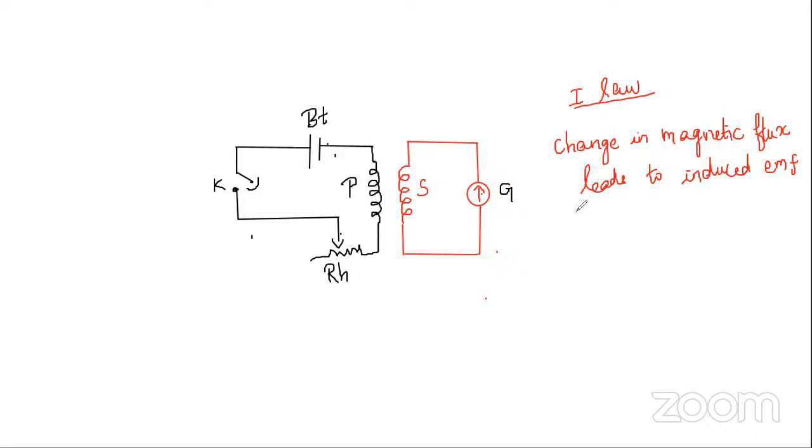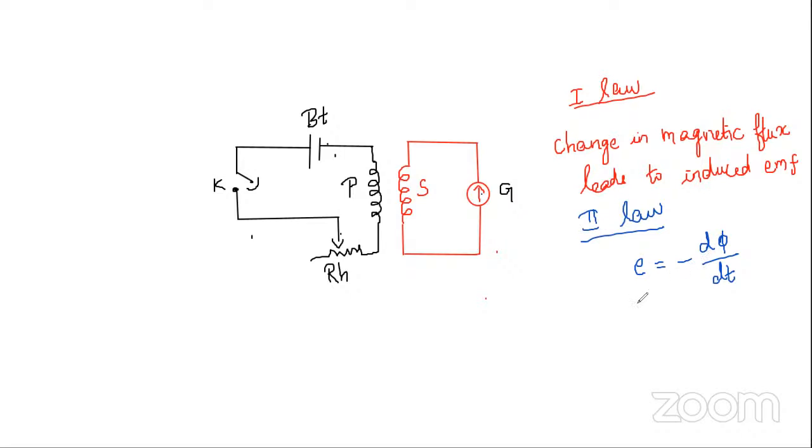So what is the second law? It gives you the value of the EMF. That EMF is represented by the small letter e. e equal to minus d phi by dt. d phi by dt means the rate of change of magnetic flux. So the EMF produced is equal to minus d phi by dt.